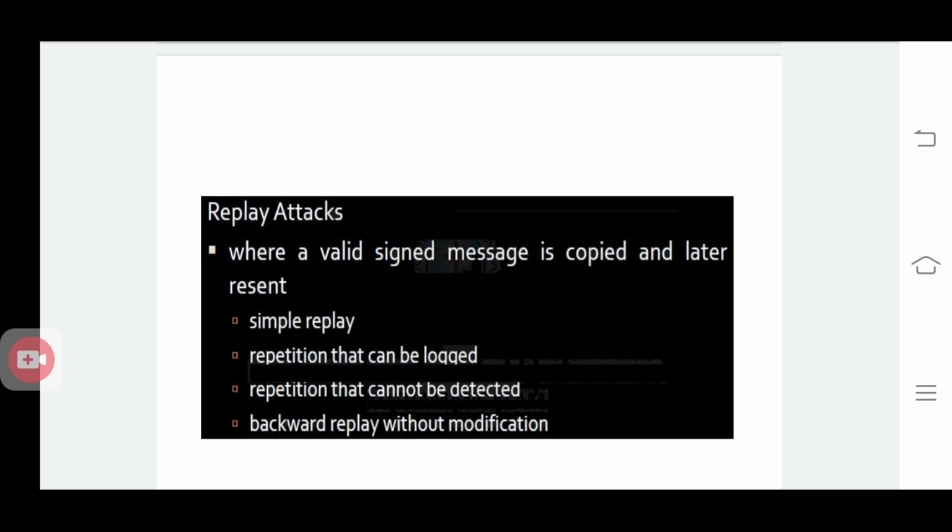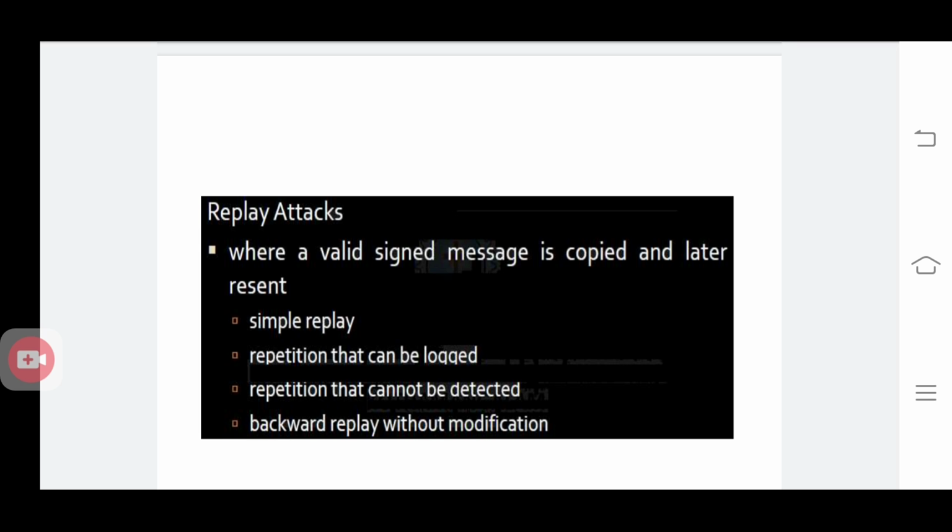There are four main types of replay attacks. One is simple replay, another is repetition that can be logged, third is repetition that cannot be detected, and fourth is backward replay without modification. Simple replay, as the name shows, is a simple mechanism. The opponent or hacker simply copies a message and replays it later. We have two parties, A and B, and in between there is an opponent or hacker. They copy the original message and replay it later. That is simple replay.